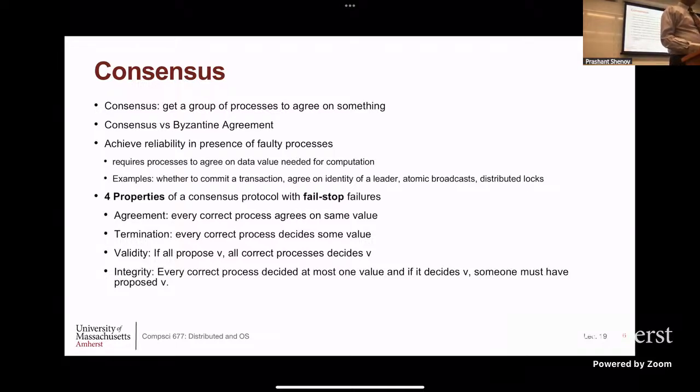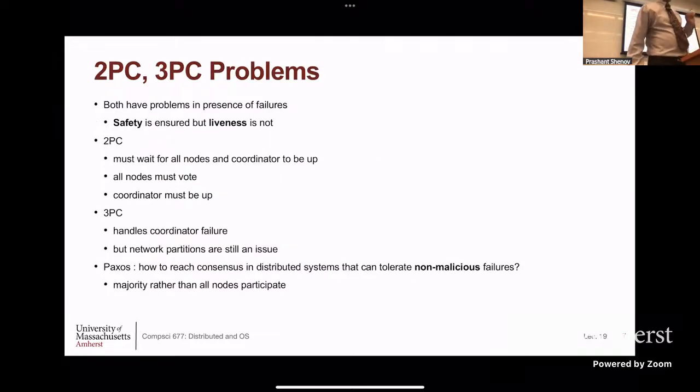Okay? So let's try to understand how to do this. But before we get to Paxos, I just want to reiterate the problems with 2-phase commit and 3-phase commit. What you want to understand from 2-phase and 3-phase commit are the 2 properties that you would like in a typical distributed system or application.